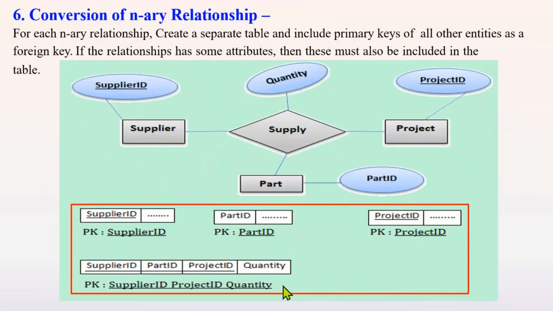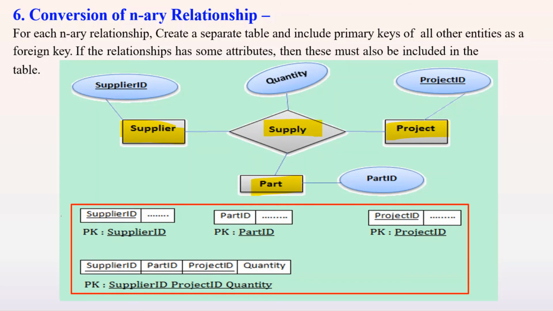Next we have conversion of n-ary relationships. So n-ary relationships are also similar to the previous case. For all n-ary relationships, we just need to create a separate table for each and every participating entity and also for the relationship. So here for the n-ary relationship, we are having one entity as supplier, one entity as project, one entity as part, and supply is the relationship that is relating these three entities. So just create three separate tables to represent each entity.